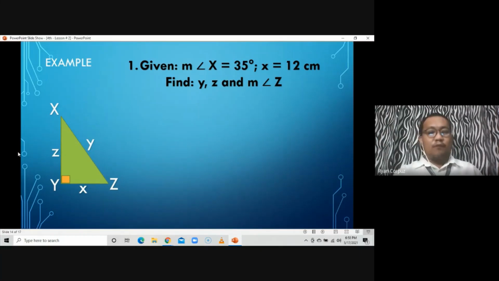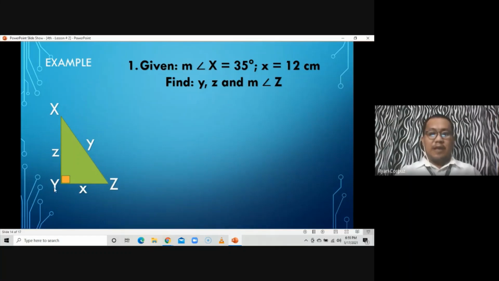So, with this given figure, sabi dito, given the measure of angle x, angle x measures 35 degrees. Then side x, obviously, kapag maliit na letter, that means we are pertaining to the side. So x is equal to 12 centimeters. What we are going to do is to find y, z, and the measure of angle Z. Itong dalawa lang given natin. Measure ng angle x ay 35 degrees, measure ng side x ay 12 centimeters.